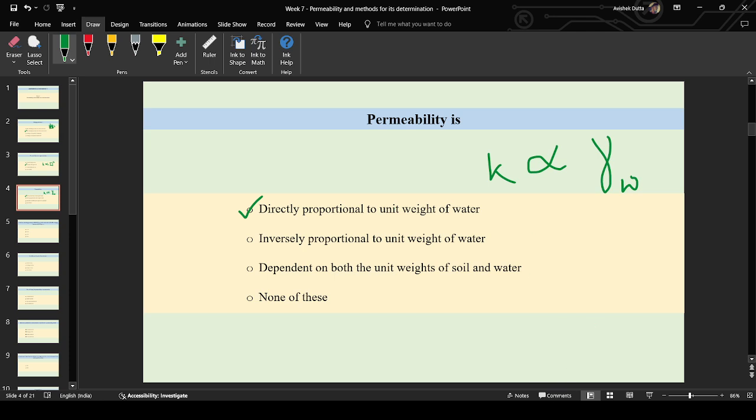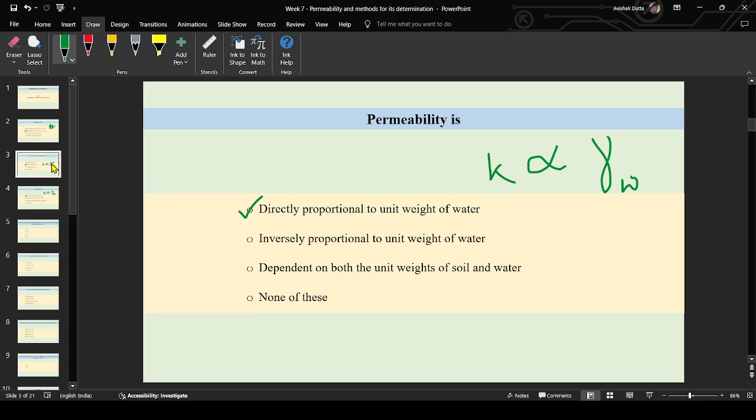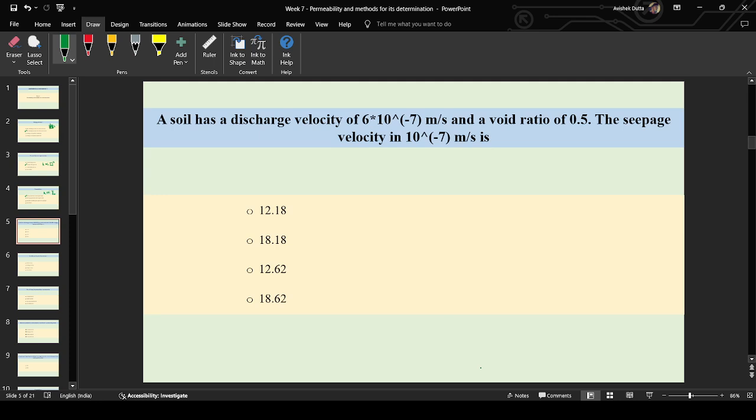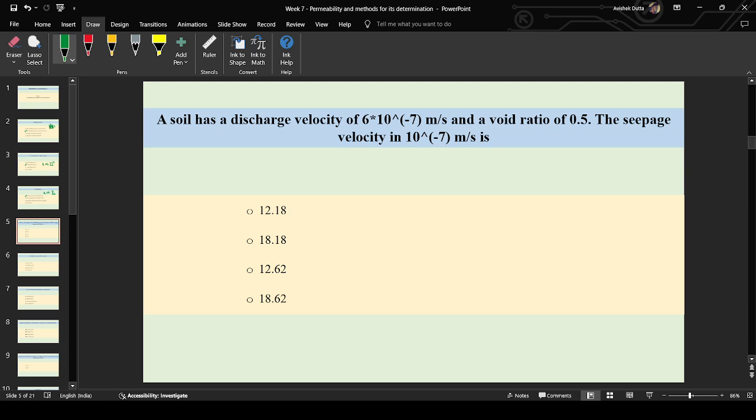Good. So this is the third question. Next question: A soil has a discharge velocity of 6 into 10 to the power minus 7 meter per second and a void ratio of 0.5. The seepage velocity in 10 to the power minus 7 meter per second is.